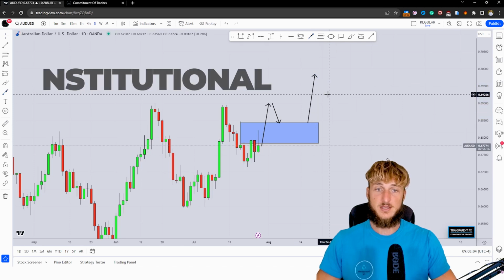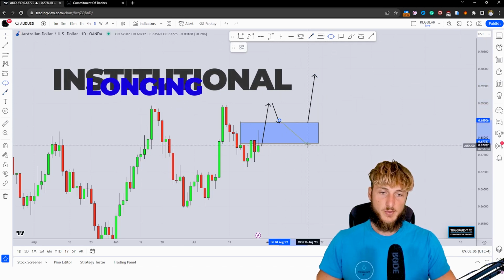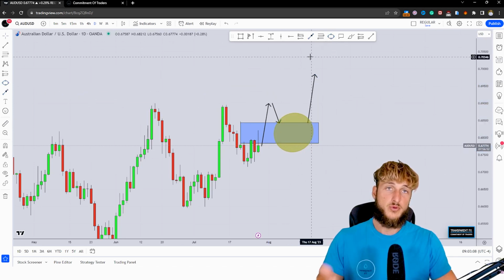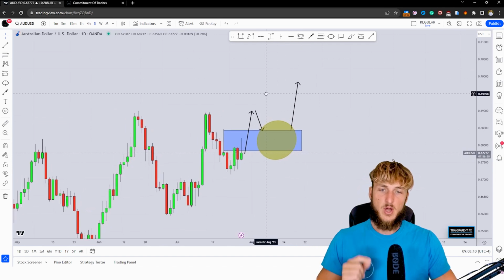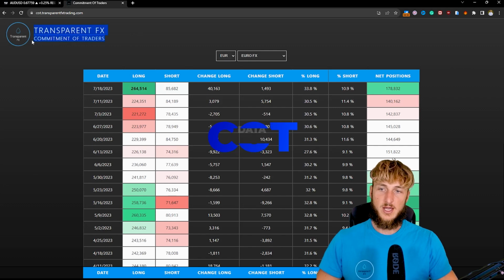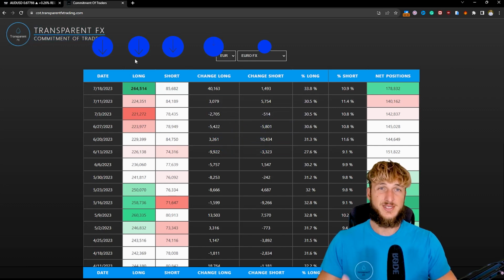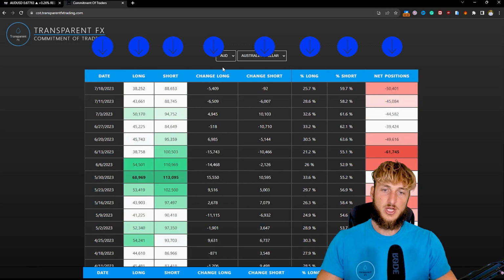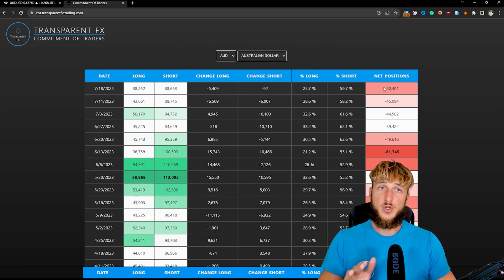And only if we get institutional buying, only at that point the market can have the power to breach that resistance zone. Now, why do I say institutional buying? Because if we look at the commitment of traders, the COT data, which shows what the non-commercials, the biggest speculators in the market, are doing, and we check the data precisely for the AUD, we can see that with the last report, we don't see any kind of institutional buying yet.